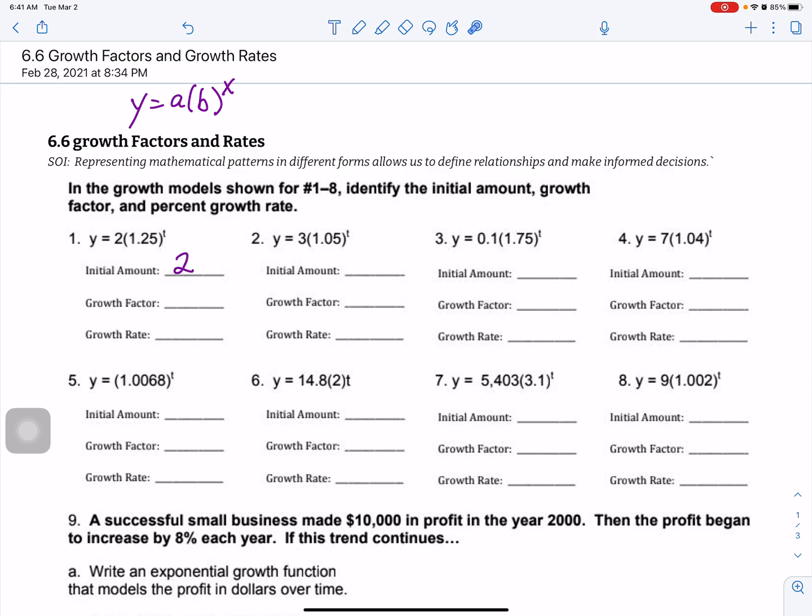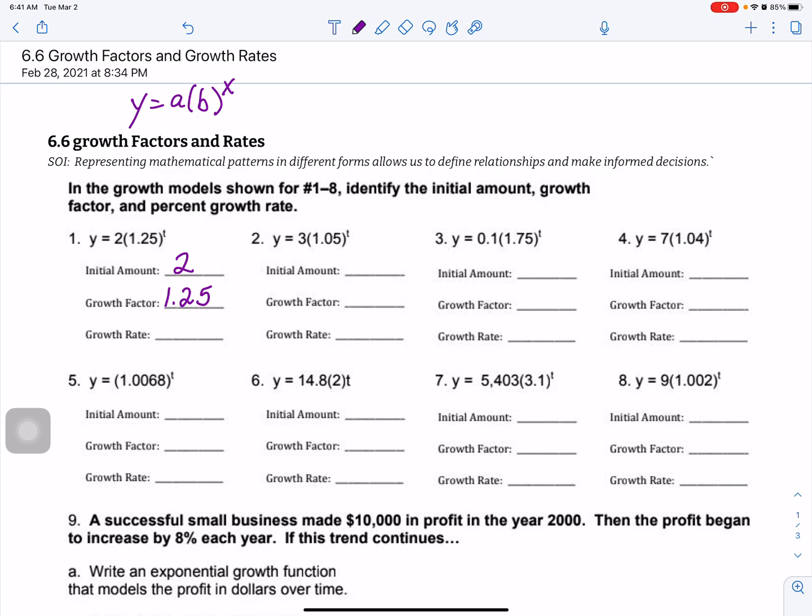And then this b could be a growth or decay. And today we're going to talk about growth factors and growth rates. So that's going to be whatever's raised to the exponent. So that's my growth factor. So 1.25. My growth rate is really saying what percent is that increased by.